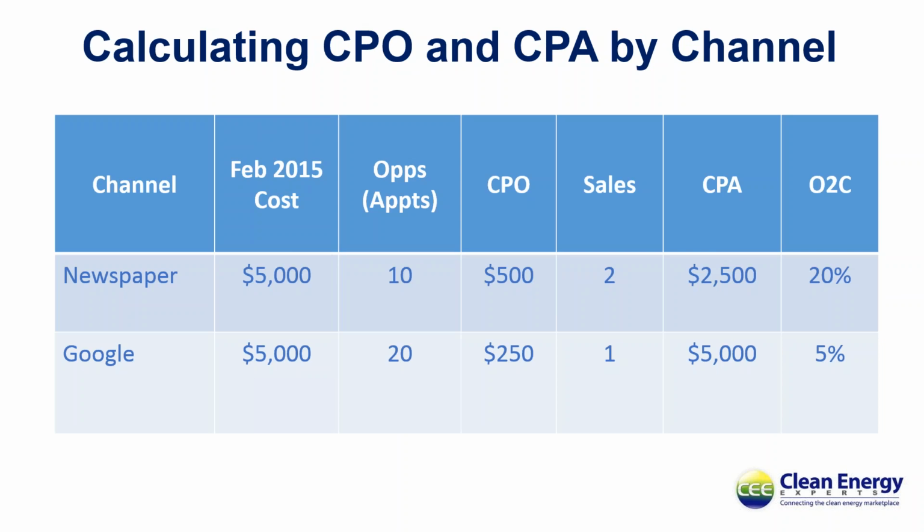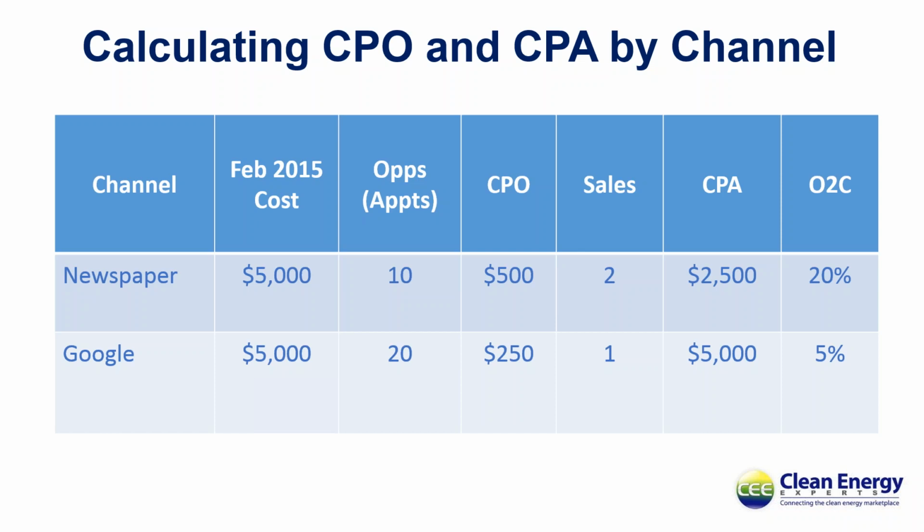Okay, so let's get into how we're going to calculate it. A couple quick examples here. Let's say that you were running a newspaper channel and a Google AdWords channel. And the newspaper ad that you were running, it cost $5,000. The Google ads that you ran, they also cost $5,000. Okay, so each channel is going to perform a little bit differently, though. The newspaper, let's say that you only got 10 appointments out of it, 10 opportunities. Then your cost per opportunity is going to be that $5,000 cost divided by the 10 opportunities, which means that your cost per opportunity is going to be $500.